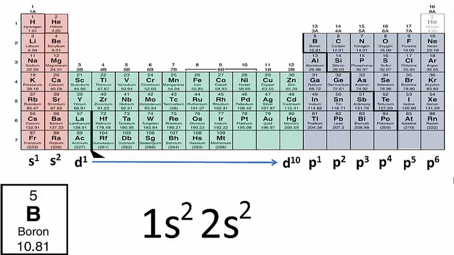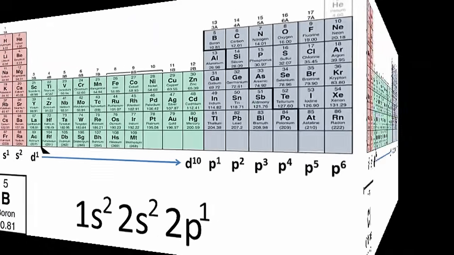Now we're going over to the p block, and we're at boron, which is the element we're writing the configuration for, and we can see that boron ends in p1. Now we're still in the second period, so it's going to be a 2p, and boron ends in 1. So that's it. That's the electron configuration for boron.